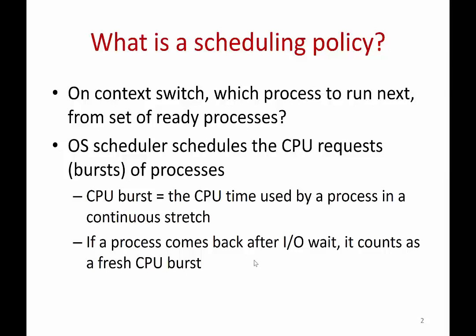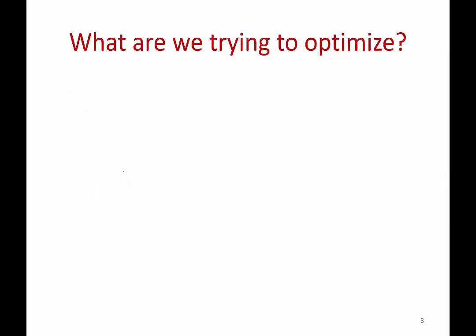And what the operating system really schedules are what are called CPU bursts of a process. That is, when a process comes for execution, it runs for a certain continuous duration of time on the CPU before it either exits or goes to wait for IO or whatever, right? So the duration of time for which it continuously runs on the CPU, that is called a CPU burst of a process. And the scheduler basically schedules these CPU bursts on the available CPUs of the machine.